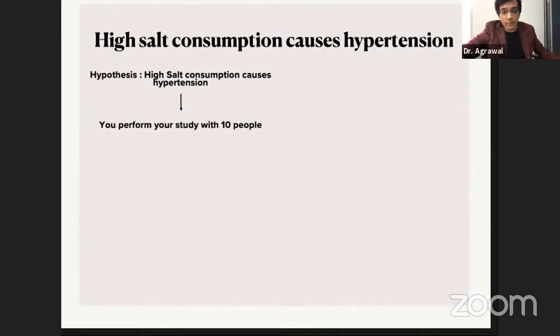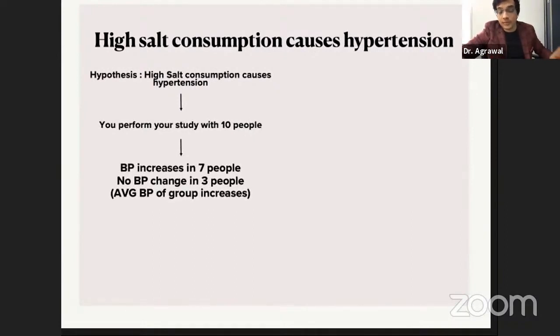So you perform your study with 10 people. BP increases in 7 people. You give 10 people enough salt, 20 grams of salt, when the actual amount that is supposed to be consumed usually is less than 5 grams. You see that after maybe a month or 2 months, your BP increases in 7 people by maybe 10 systolic. But in 3 people, it's not increased at all, right? But the average still increases. So now, can you say that salt causes hypertension?